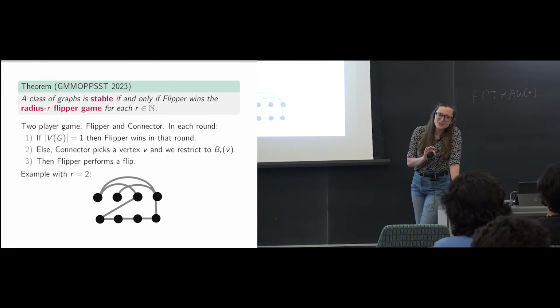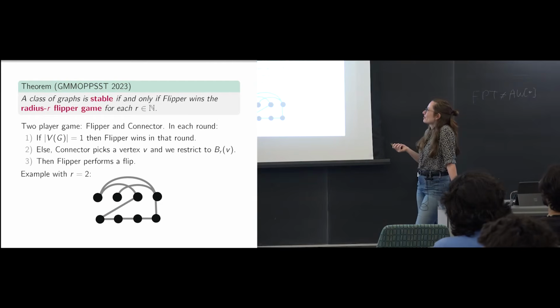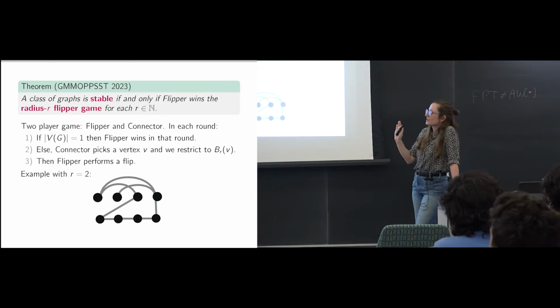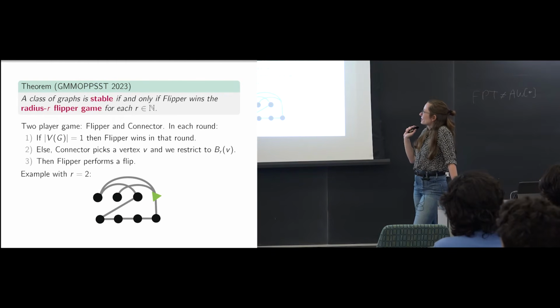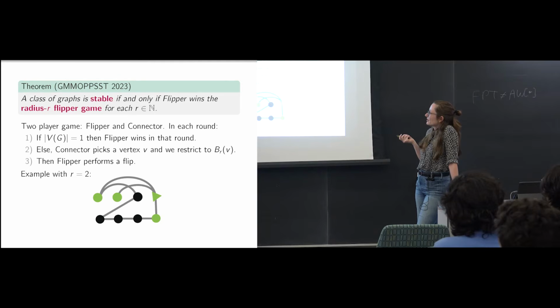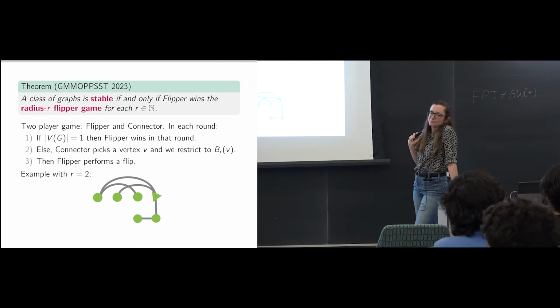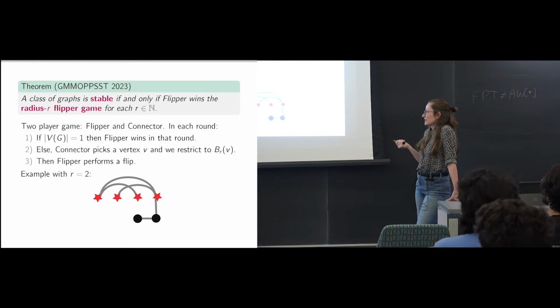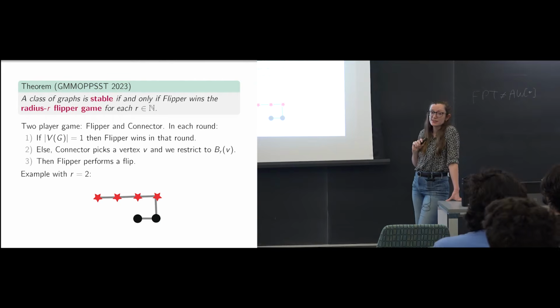Okay, so let's go through this with an actual example. This is going to be with radius 2. So this is my graph. To begin with, there's more than one vertex. So Connector will pick a vertex, this one, and I restrict to the ball of radius 2 around that vertex. That means that I keep this vertex, I keep its neighbors, and I keep their neighbors. And I get rid of everything else. And then Flipper performs a flip. Maybe Flipper will select these vertices, and then within that set, exchange edges for non-edges. And now we go to the next round.